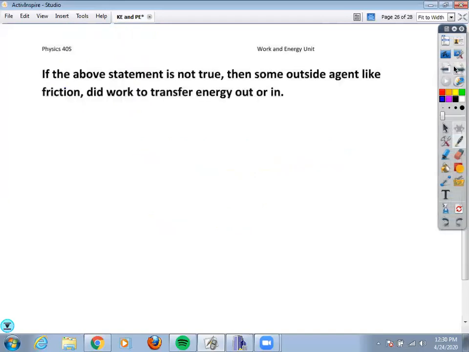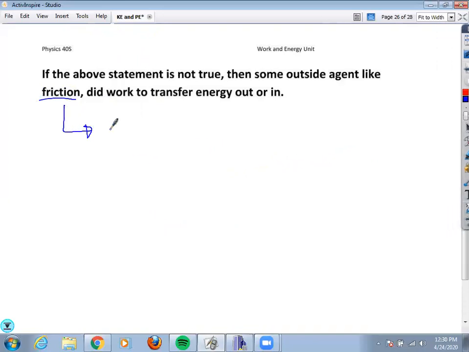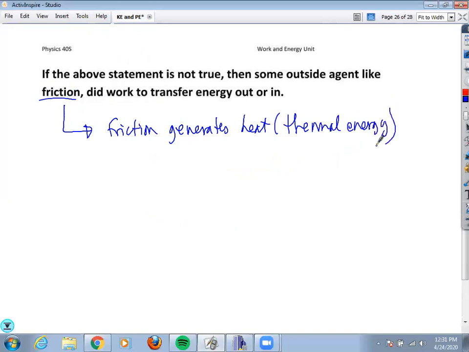And if it's not true, then some outside agent like friction did work to take energy in or out. And friction, of course, generates heat, which is thermal energy, which takes energy away from the system in the form of heat, but it keeps the total amount of energy in the universe the same.